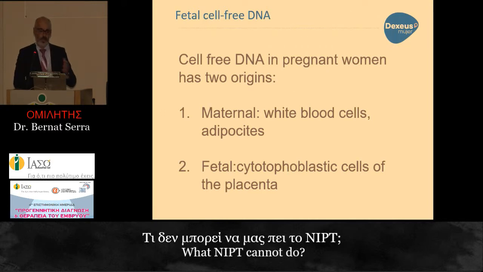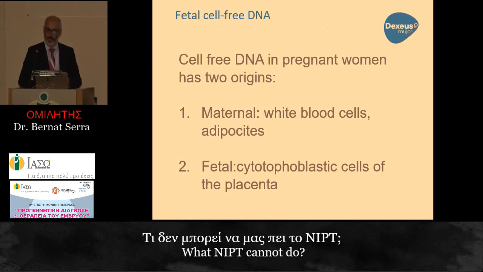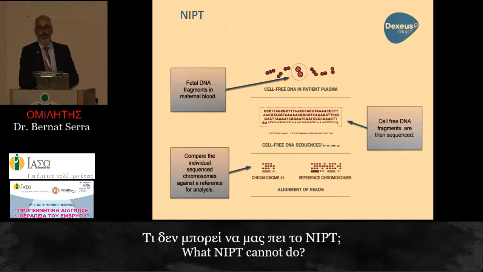But before trying to answer what it cannot do, I would like to spend a few minutes explaining how NIPT works. You all know that all people have cell-free DNA in their blood, but when a woman becomes pregnant, she also has fetal cell-free DNA in her blood, coming from the apoptosis of cytotrophoblastic cells of the placenta. And these fragments of DNA can then be obtained, sequenced and compared against a reference with the NIPT test.